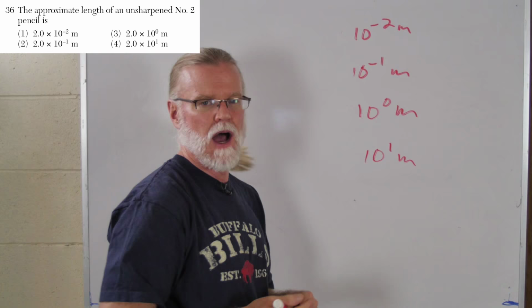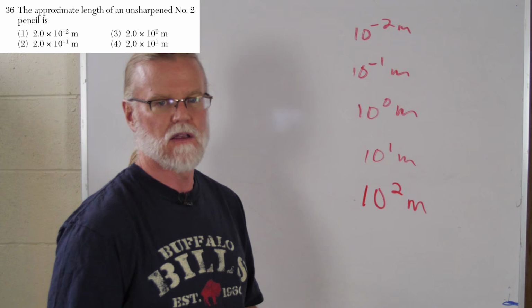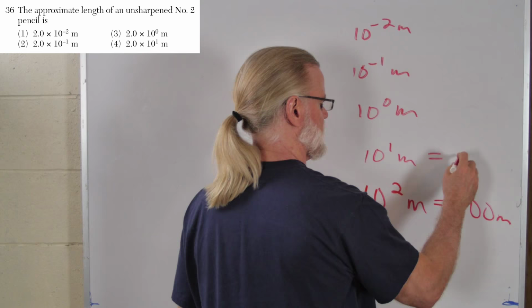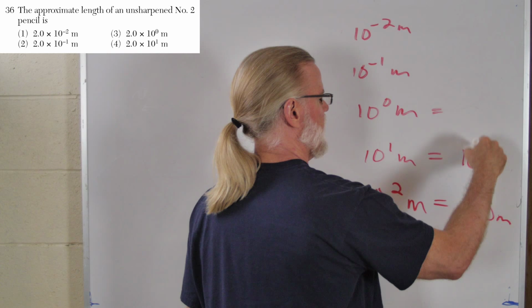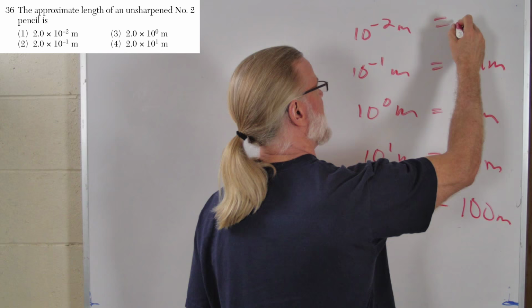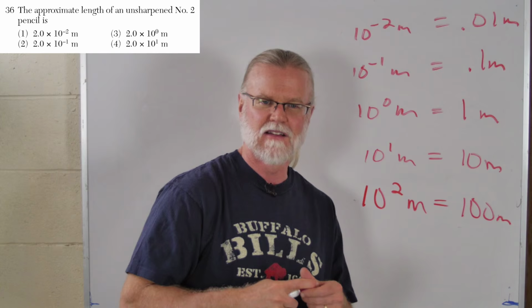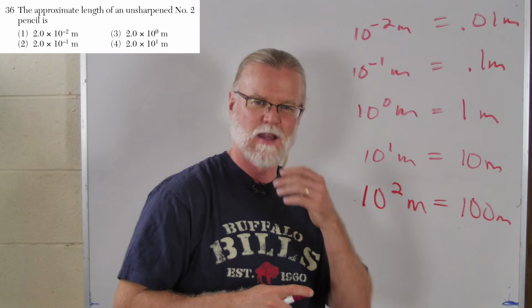All right, let's remind ourselves why 10 to the 0 is 1. Well, we know that 10 to the 2 is 100, so it just stands to reason 10 to the 1 is 10, and therefore this must be 1. If we look at the trend, this is 0.1 and this is 0.01. So we see the trend, and in that case it makes sense that 10 to the 0 is indeed 1.